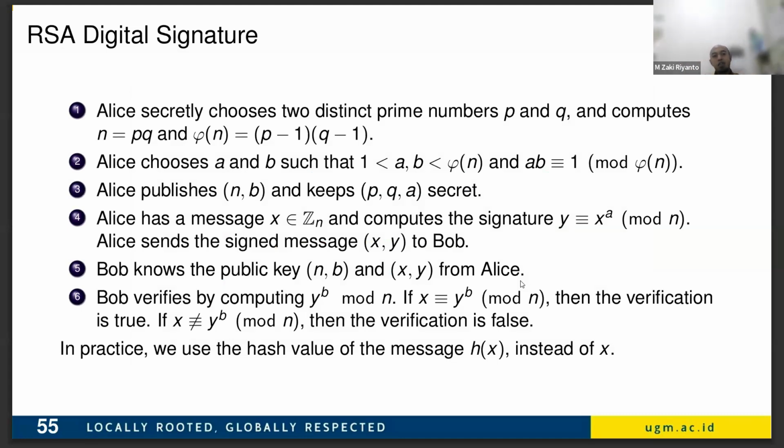And here is the RSA digital signature. So the process is just a modification of the RSA cryptosystem. In the RSA cryptosystem, the encryption uses the public key, but in the digital signature, the signing of the message uses the secret key.